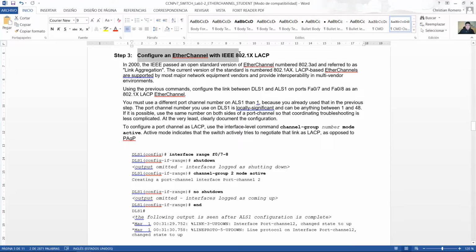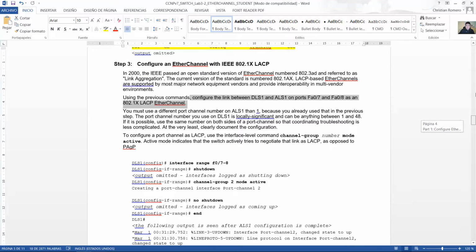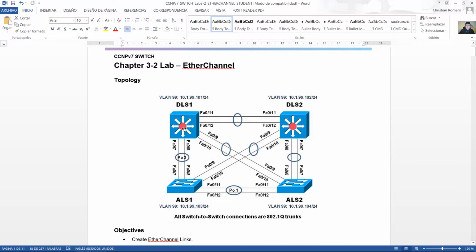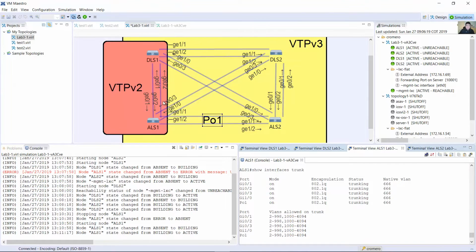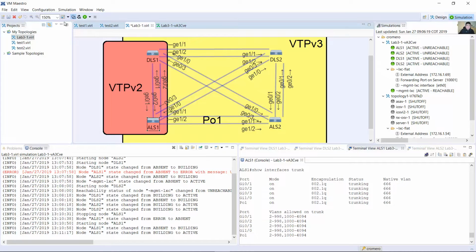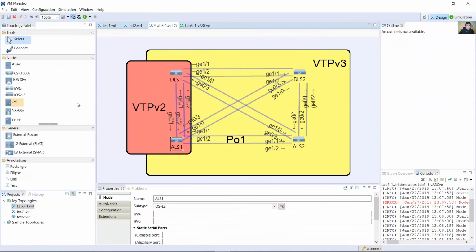Configure EtherChannel with 802.3ad LACP. Using the previous commands, configure the link between DLS1 and ALS1 on ports 7 and 8 as an 802.3ad LACP EtherChannel, using port channel number 2. Okay, in my case, I'm using gigabit 0/1 and 0/2 between DLS1 and DLS2. And this will be the port channel number 2.